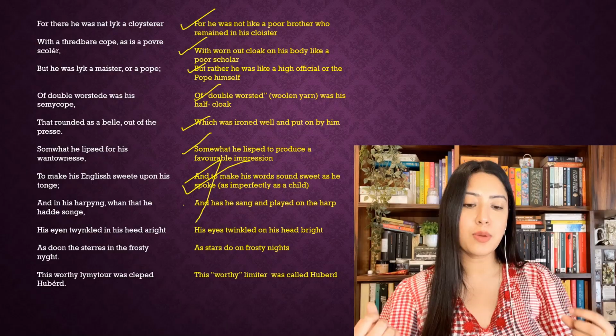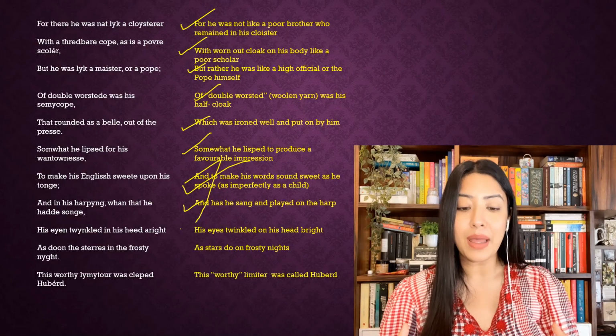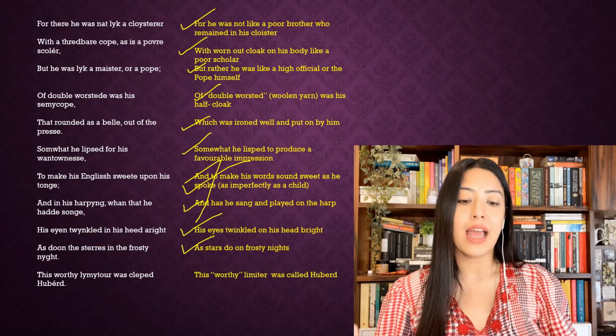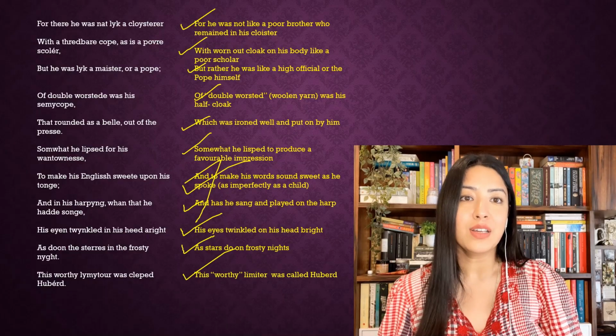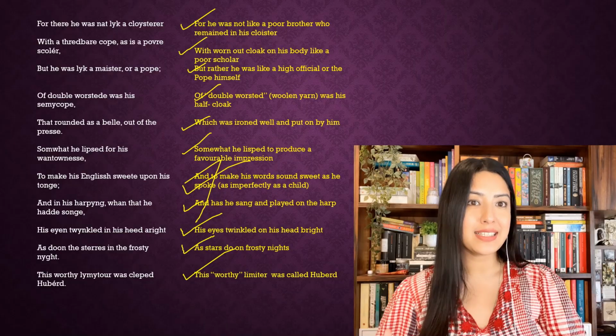So his eyes twinkle, he sang and he played on the harp, and his eyes twinkled in his head bright as stars do on frosty nights. This worthy limiter was called Hubert. So this is the name of the friar, Hubert. We get his name here.